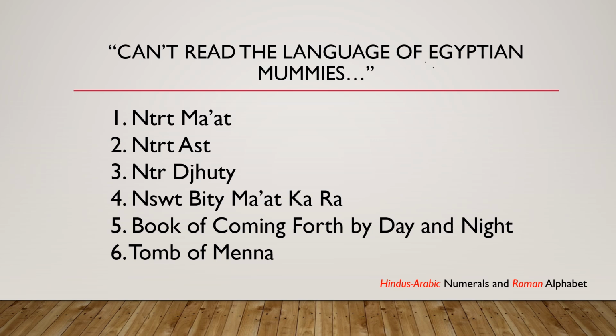So the six units are Necharet Ma'at, Necharet Aset, Necher Jehuti, Nesud Biti Ma'at Kara, the book of coming forth by day and by night. And week six, we'll be exploring the tomb of Mena.